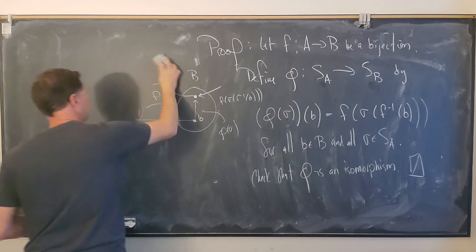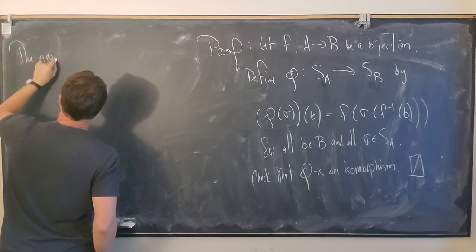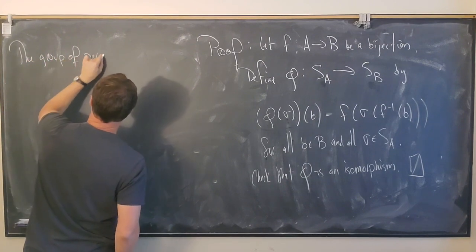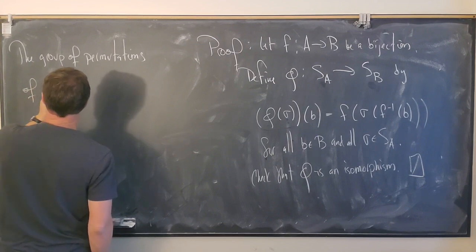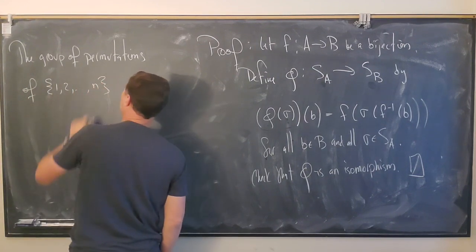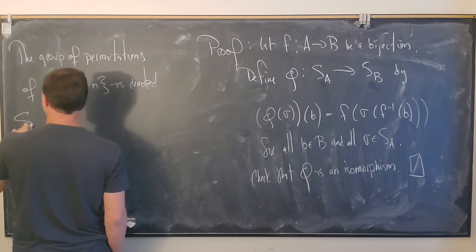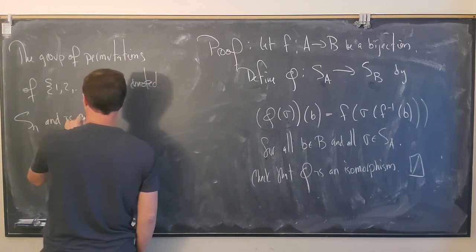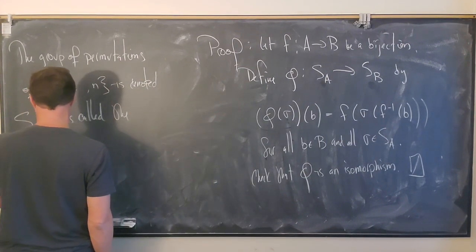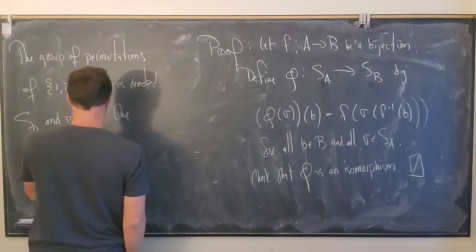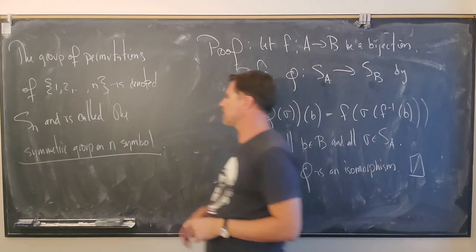One special case, the group of permutations of the set 1, 2, 3, all the way up to n, this has special notation, so this is denoted S sub n, and is called the symmetric group on n symbols, or sometimes they'll say n letters. So S sub n.